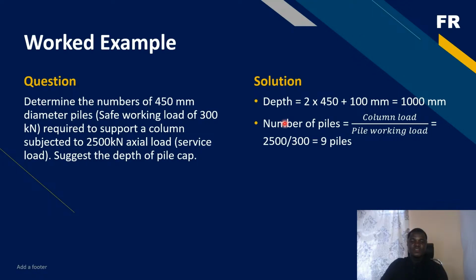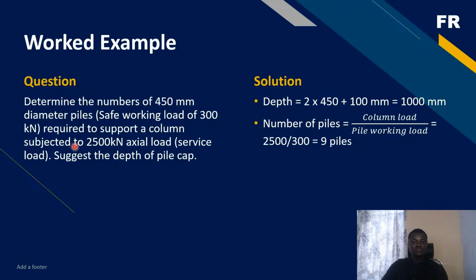Then we also have how to calculate the number of piles. To calculate the number of piles, we have the column load divided by the pile working load. If you do this computation, you are supposed to have something like 8 point something. The column load is 2500 kilonewton divided by the pile working load. This pile working load is the service load of the pile. So divided by 300, you have 8 point something. So you can approximate that to 9 piles. So this is how to calculate the number of piles needed.